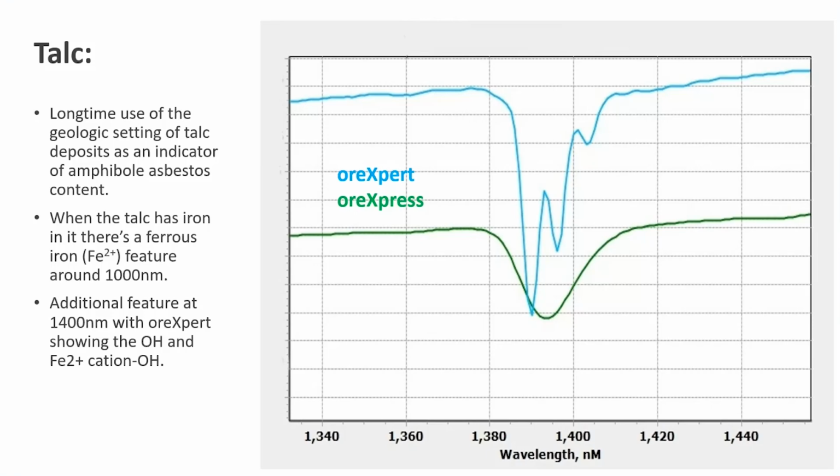These sharper, more diagnostic absorption features give us a much clearer fingerprint for talc, especially when it's iron bearing. So again, this is where high resolution really matters. It allows us to confidently identify talc and distinguish it for iron substitutions and better understand its geological and economical significance.